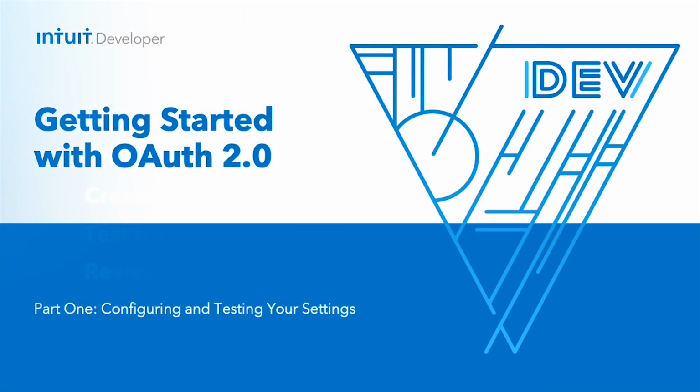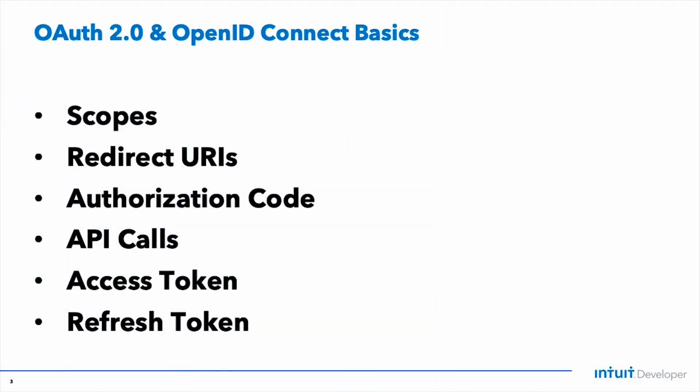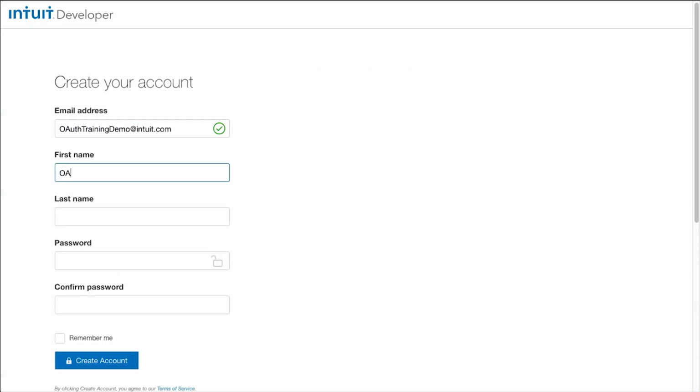So at a high level, this is all about OAuth to OpenID Connect, the scopes, the redirect URIs, how do you get the authorization code, how do you make the API calls, the access token, and the refresh token. As you can see, I'm creating a new account on the developer portal right now.